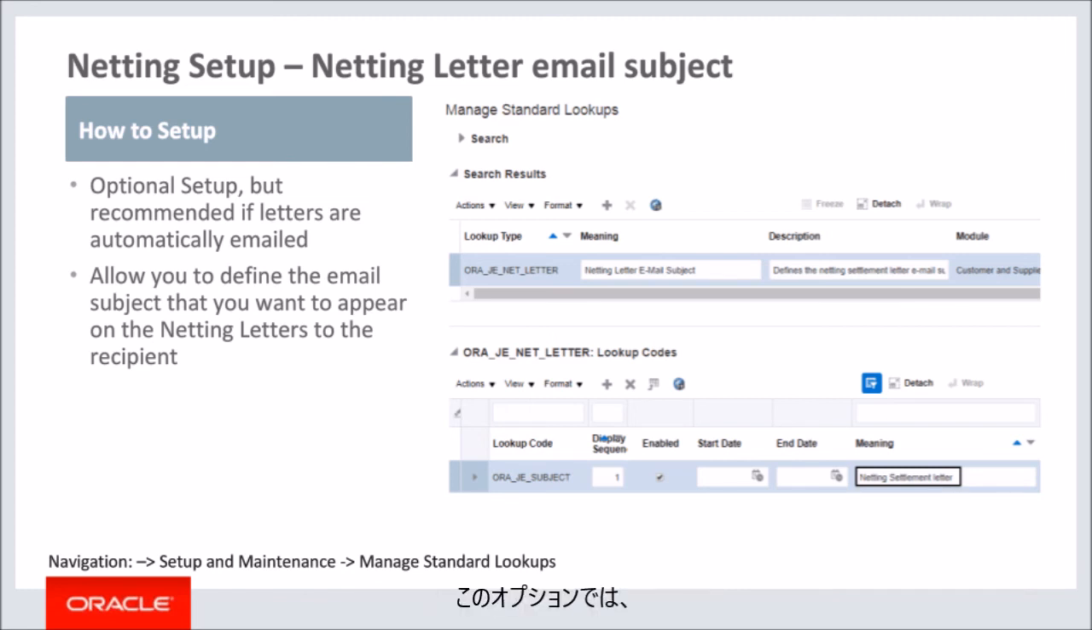If you choose this option, you can also predefine the email subject by entering the meaning on the lookup code. In this example, the third party will have an email from you with the subject Netting Settlement Letter. If you opt to send the letters by post, then you can skip this step. Once this is complete, all of the netting setup steps are complete, and you can start to set up the netting agreements.